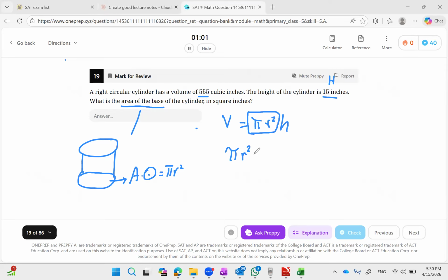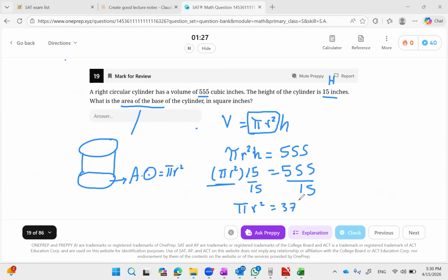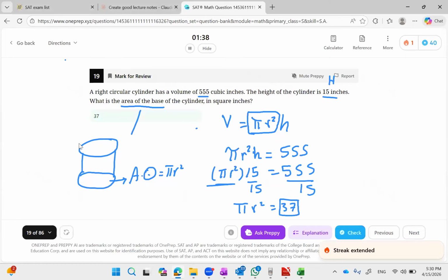So pi r square h is equal to 555 and h is 15. So 15 multiplied by r square is equal to 555. So if I wanted to find the area, I divided both sides by 15 and 555 divided by 15 is 37. So area in this case is 37. So I will write here 37. If you are working in one prep, you are going to check, you will find it green, as you can see. So you got the right answer.